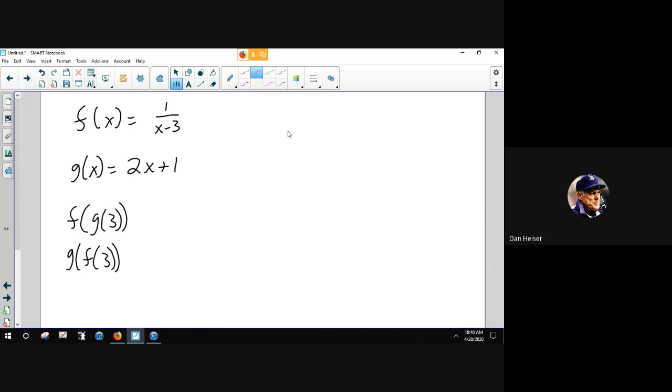Another example. We have a function f and a function g. f of g of 3 is what we'll start with. Start by plugging 3 into g, and we get 7. And then we plug 7 into f, and we end up with 1/4.